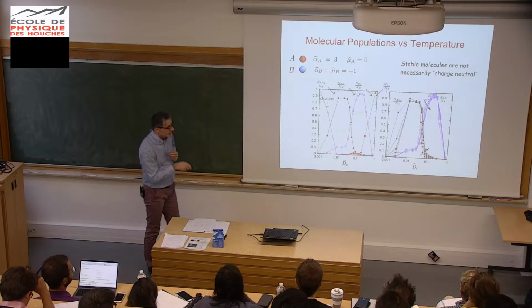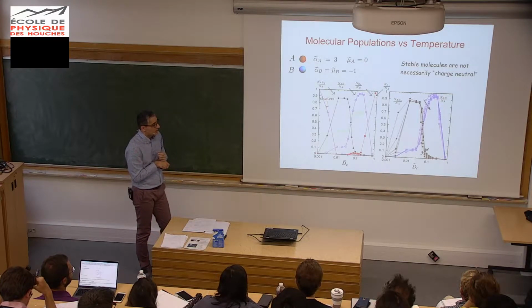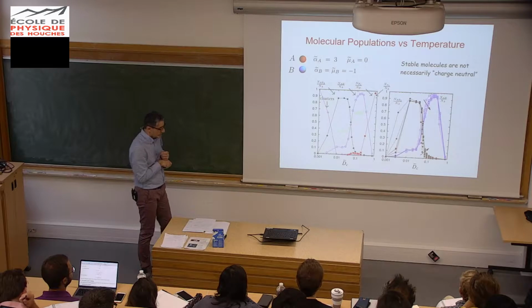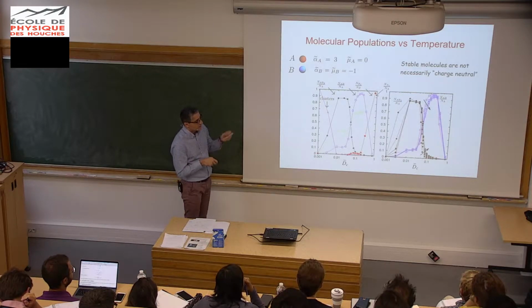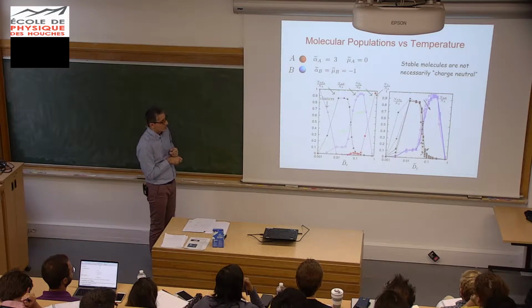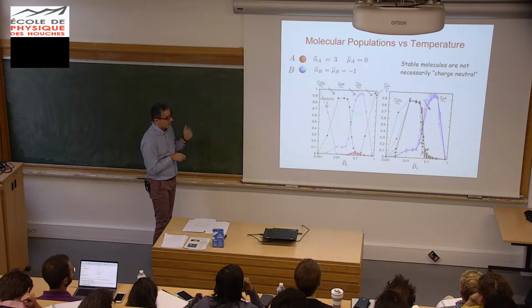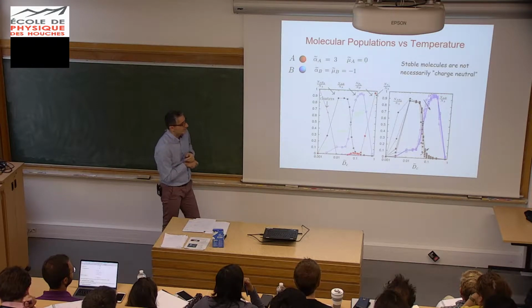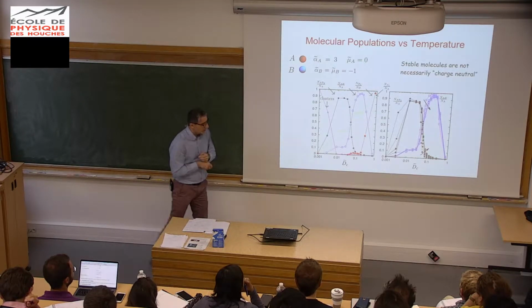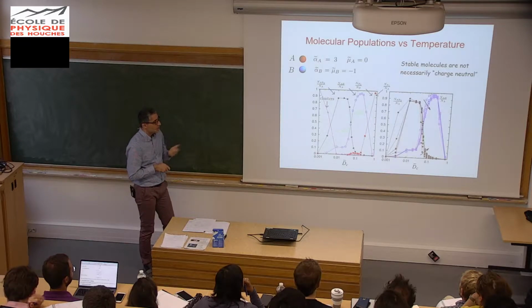We check that this is essentially insensitive to the concentration. This is at very low volume fractions, and as you change the volume fraction in this range between 10 to the minus 4 and 10 to the minus 3, I think you basically don't see much change in the behavior. So this is essentially the dilute limit behavior.